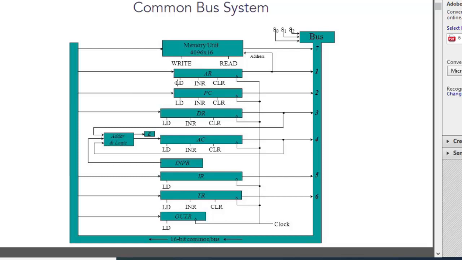Now in this diagram you can see that the address register is first, program counter second, then third is data register, fourth is accumulator, and fifth is temporary register. These 5 registers have these 3 inputs, that is load, increment and clear. So this was all about the 16-bit common bus system.